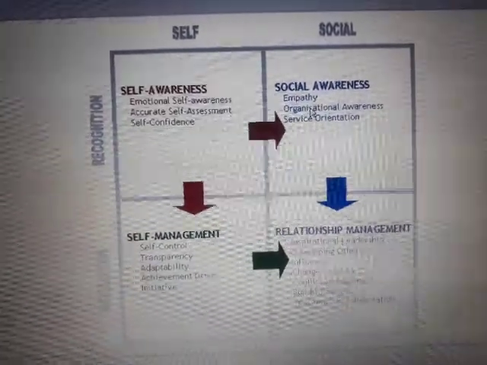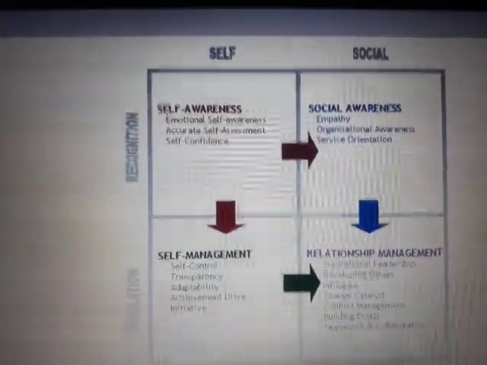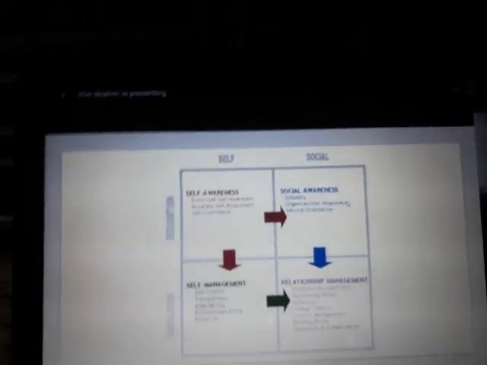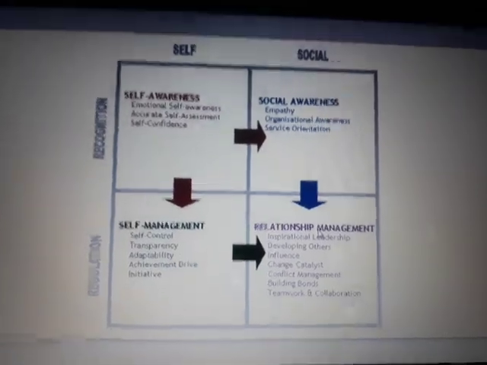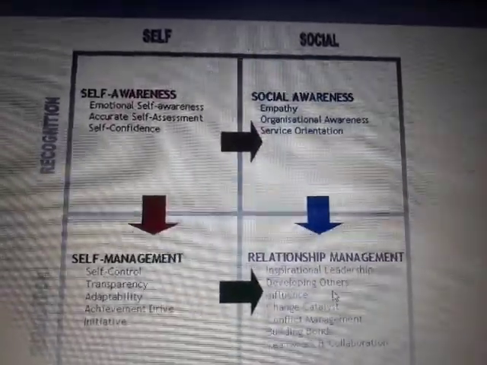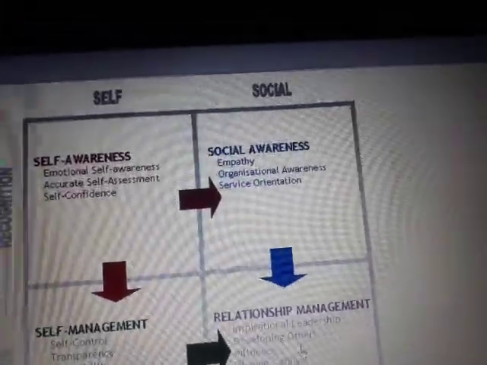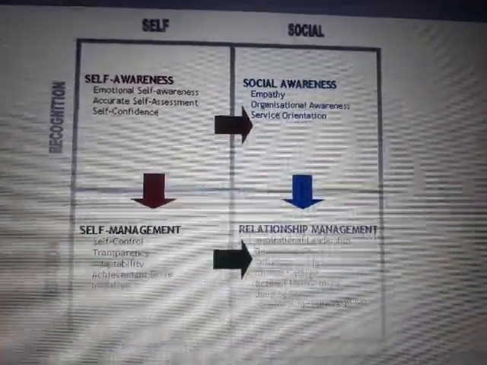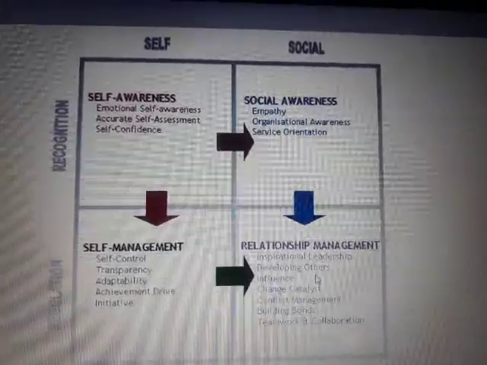Social awareness also includes organizational awareness, which is the ability to read the currents of organizational life and build decision networks and navigate politics. Politics at the workplace. How often do we know about it? Next, we come to relationship management, which comprises 7 competencies, which includes visionary leadership, developing others, influence, change catalyst, conflict management, building bonds, teamwork and collaboration. Teamwork and collaboration is the promotion of cooperation and building of teams.